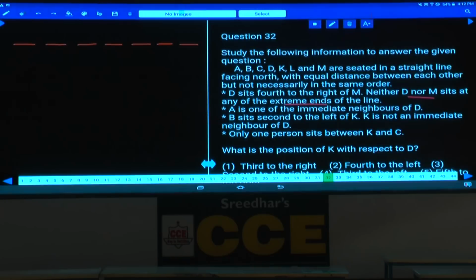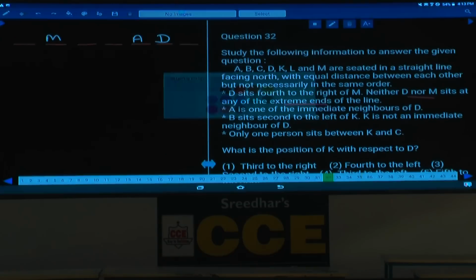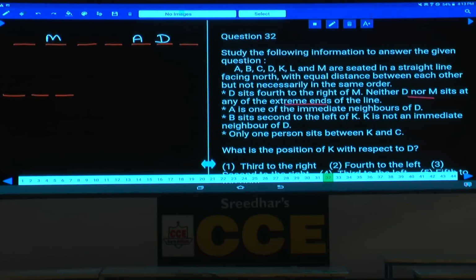Now let us write down the possibilities. If M is here, 1, 2, 3, 4, D must be here, this is the only possibility. Why? Because neither D nor M is at any extremities of the line. A is one of the immediate neighbors of D. As A is one of the immediate neighbors of D, tell me how many possibilities do we have? A can be either left hand side of D or A can be the right hand side of D. Now the second possibility, 3, 4, 5, 6, 7. A can be either the left hand side or the right hand side. M is here and D is here. Now A can be right hand side. And A is one of the immediate neighbors of D.